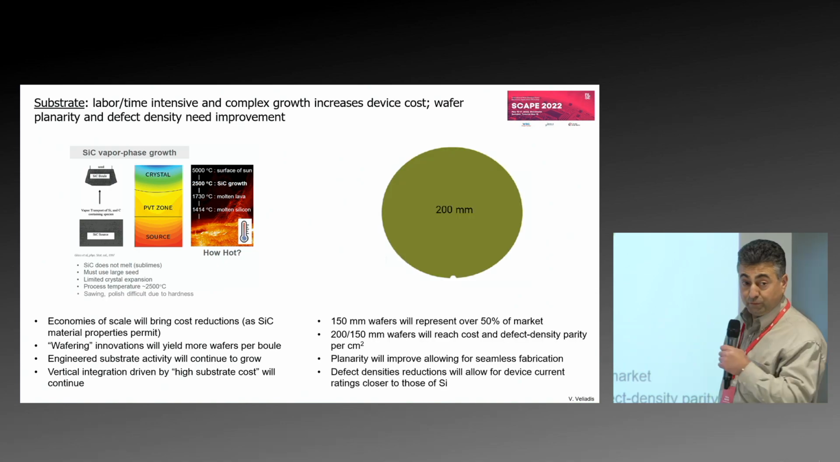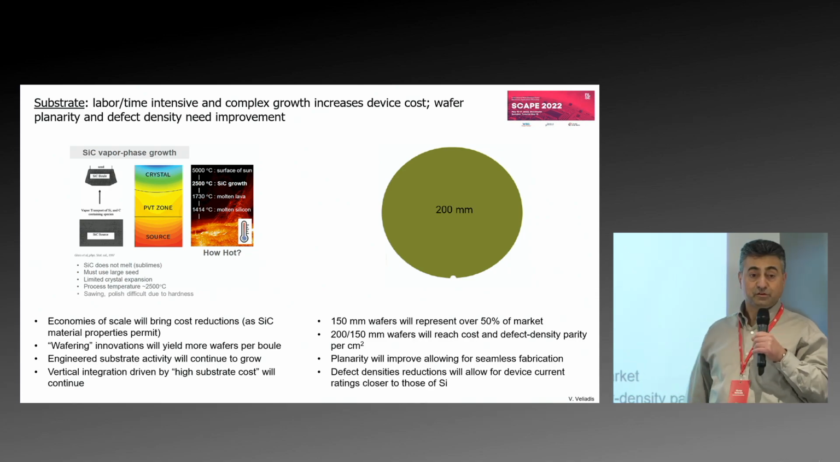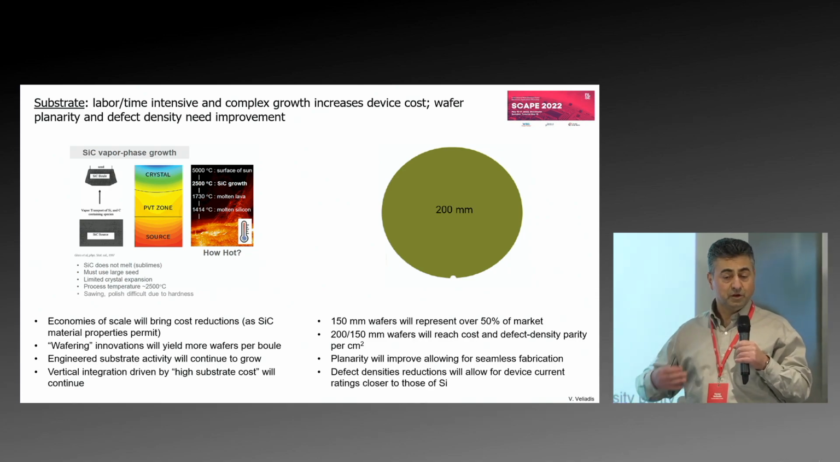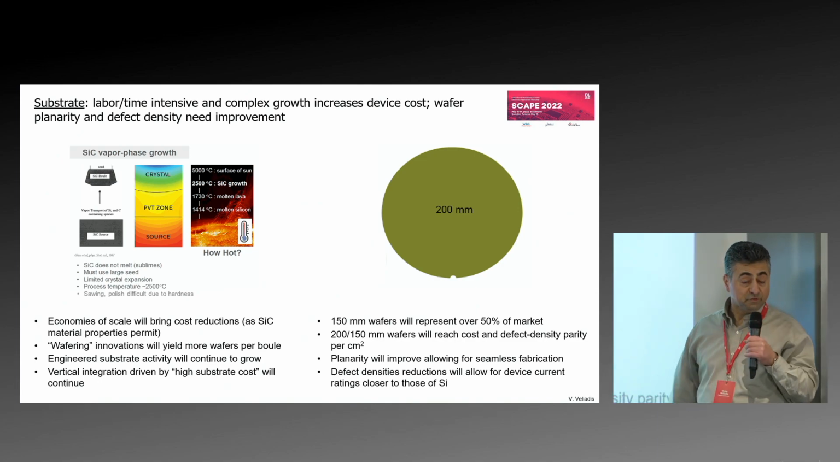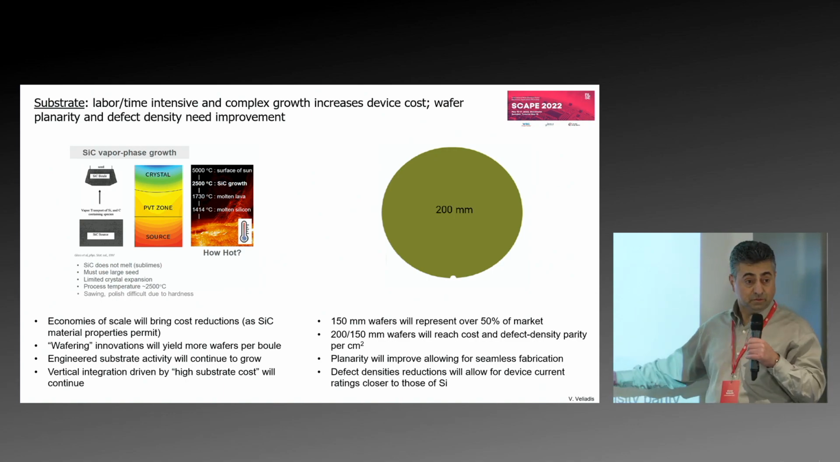Okay, so the next one. 200 millimeters. What's going to be the situation with that? We know that it was introduced by Wolfspeed recently. So my view is that the 150 millimeter wafers are well embedded and the cost is not there yet.